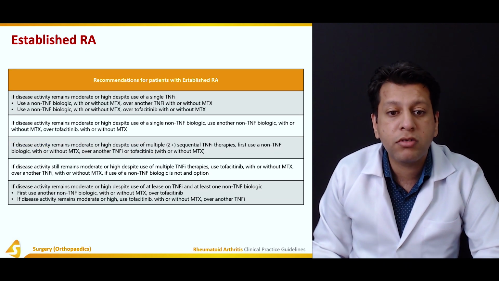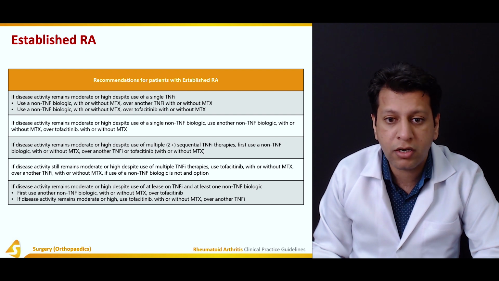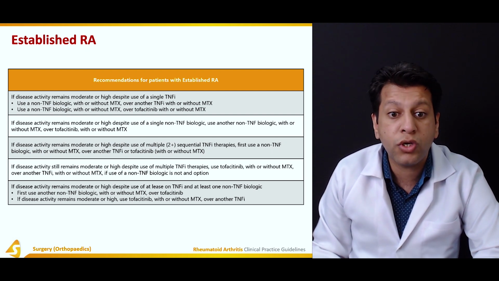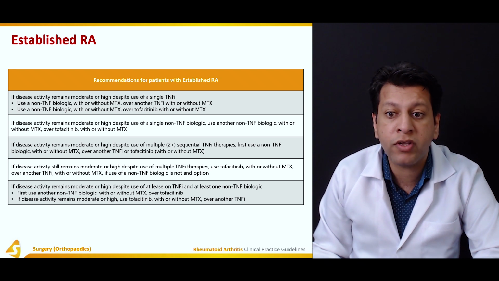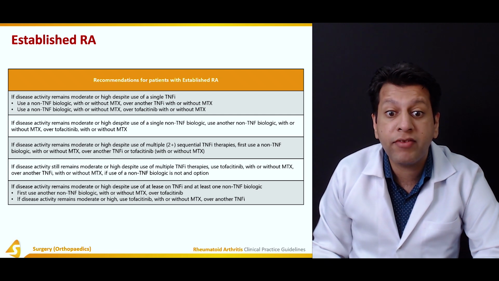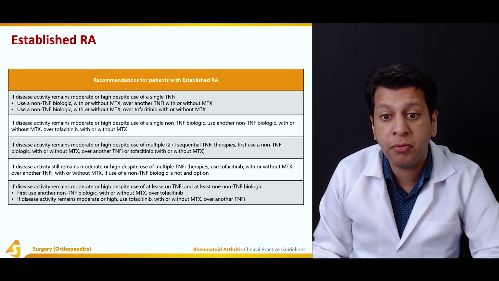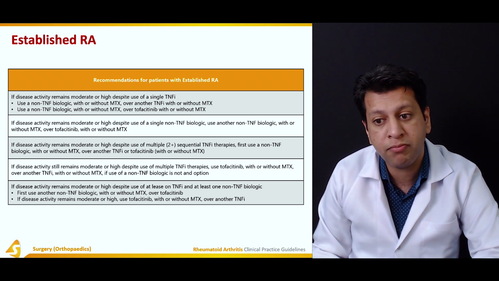Now, others include if the disease activity remains moderate or high despite use of a single TNF inhibitor therapy, use a non-TNF biologic with or without methotrexate over TNF inhibitor with or without methotrexate. If the disease activity remains moderate or high despite use of a single non-TNF biologic, use another non-TNF biologic with or without methotrexate.